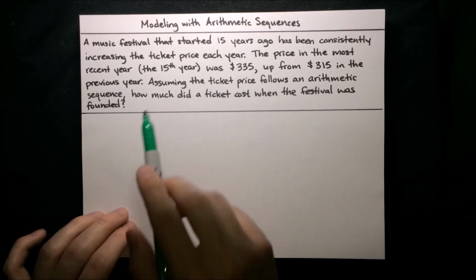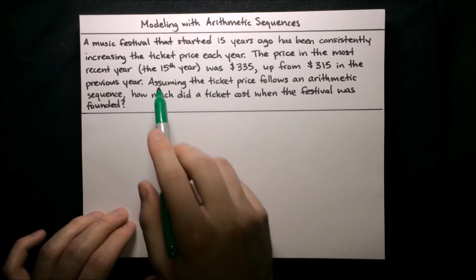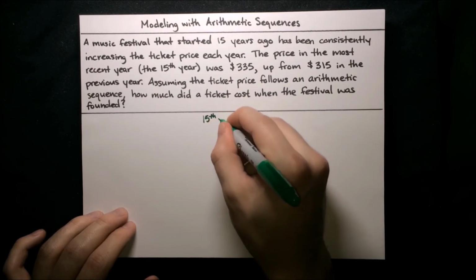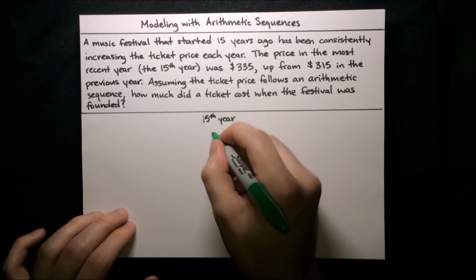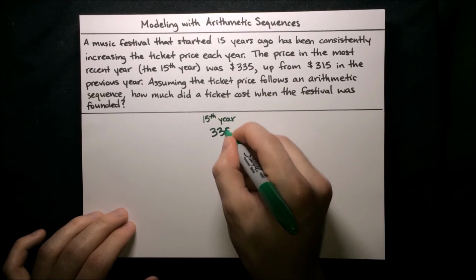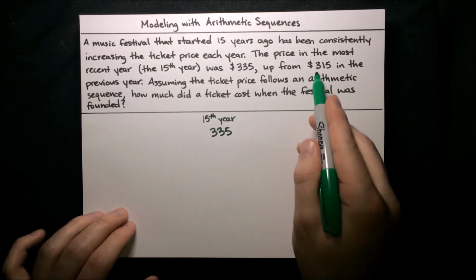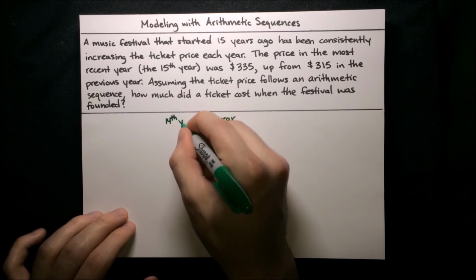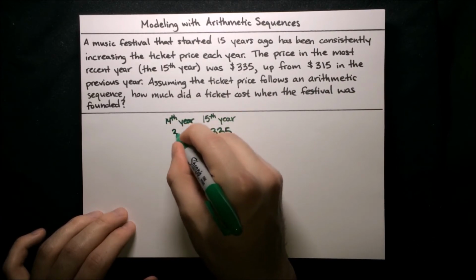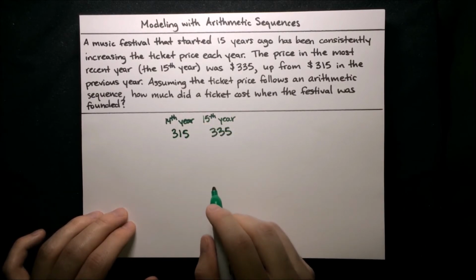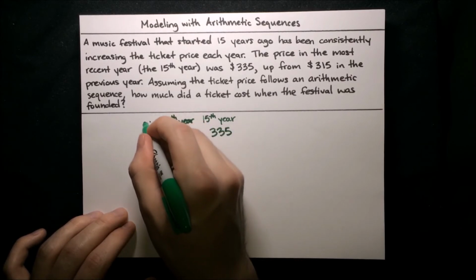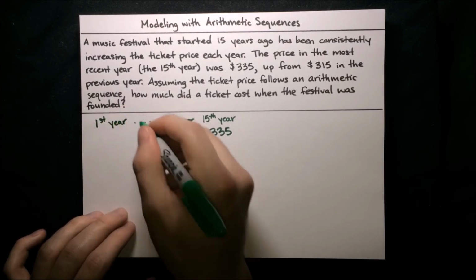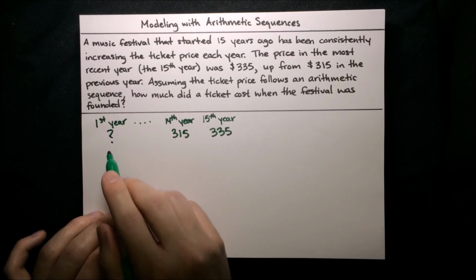Alright, so this time we're given the very end of the arithmetic sequence, the 15th year. So let's write that down. 15th year was $335. And then the year before that was $315. So let's write that down. 14th year was $315. And now we have to backtrack all the way to get back to the first year. And that's what we're looking for. What was the price in the first year?